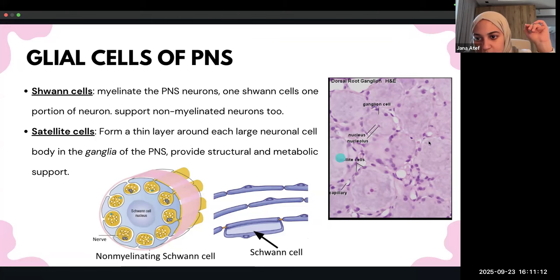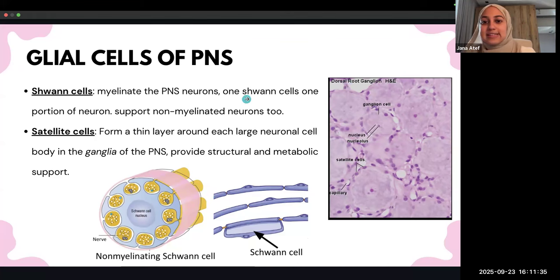So in the PNS, one axon requires many Schwann cells. Yes, exactly. In the PNS, one axon requires many Schwann cells. Like the picture here. See, this is a Schwann cell, all of them. Is that clear? It has another function where it supports non-myelinated axons. It's not myelinating, it just supports it. Okay, perfect, alhamdulillah.